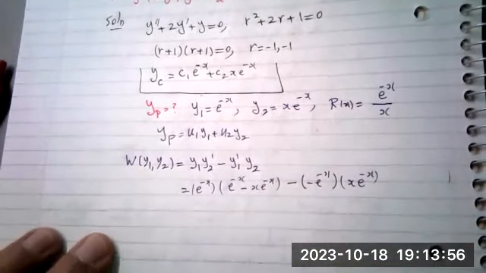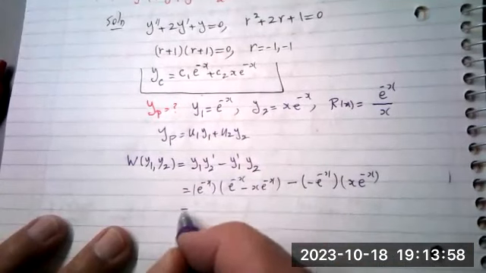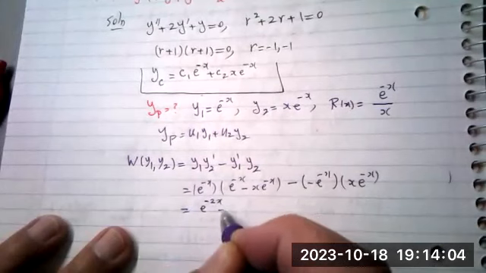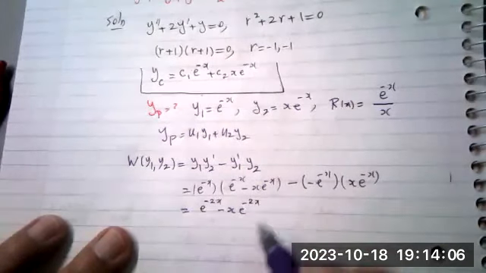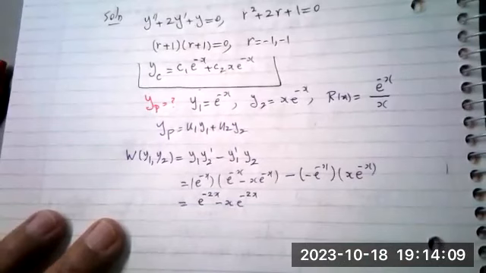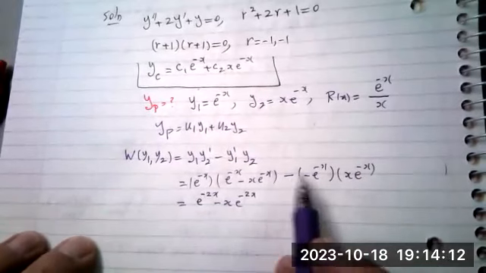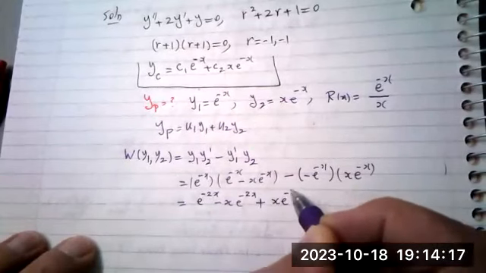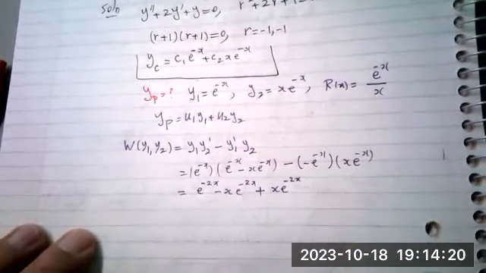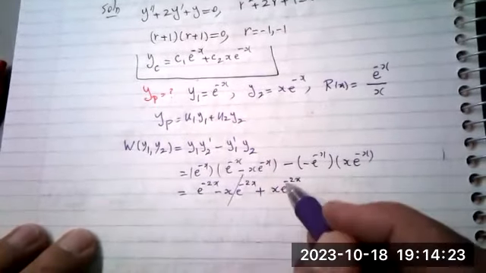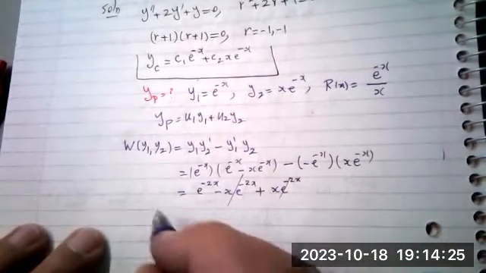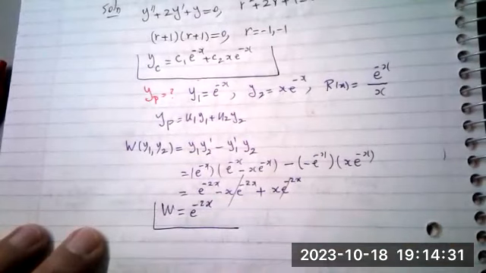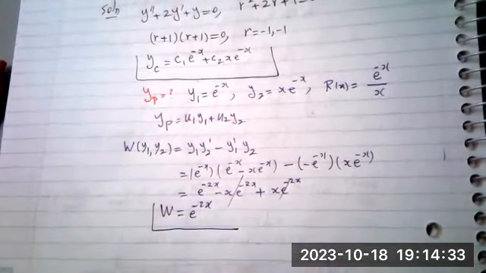Okay, distribute and simplify it. That gives you e to the negative 2x minus x e to the negative 2x. When you multiply, you know that we add the exponents. Negative times negative would be positive, so that goes plus, and that would be x e to the negative 2x. Now these two would cancel out. So the Wronskian W is e to the negative 2x, which is nice. It's non-zero, so this means you're set to go.